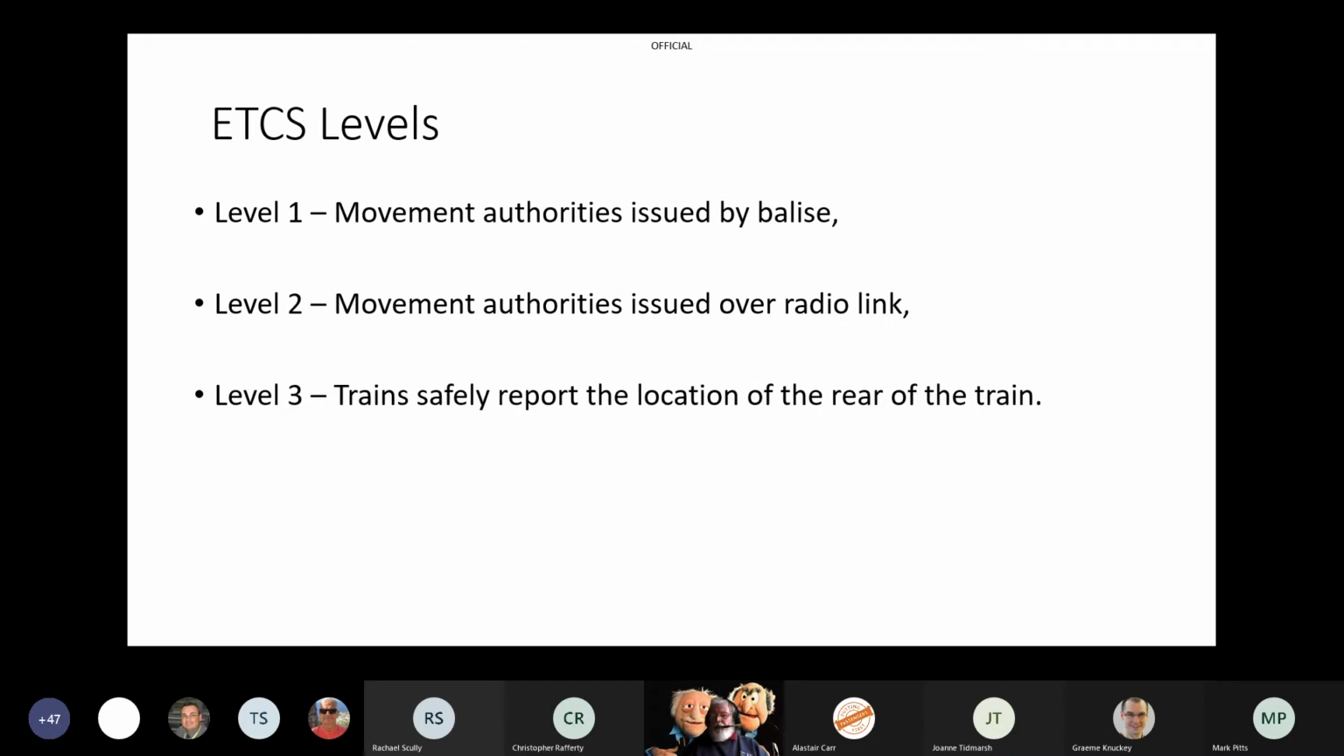Level 3 is the next stage on from level 2. The key difference being that the trains are now monitoring the end of the train, the rear of the train, reporting that the train is in one piece, so that you can use the reports received from the train to know the location of the train and hence where the rest of the line is clear. Level 3 is the enabler for moving block in ETCS, where each train is following the train ahead rather than waiting for fixed train detection sections to go clear.